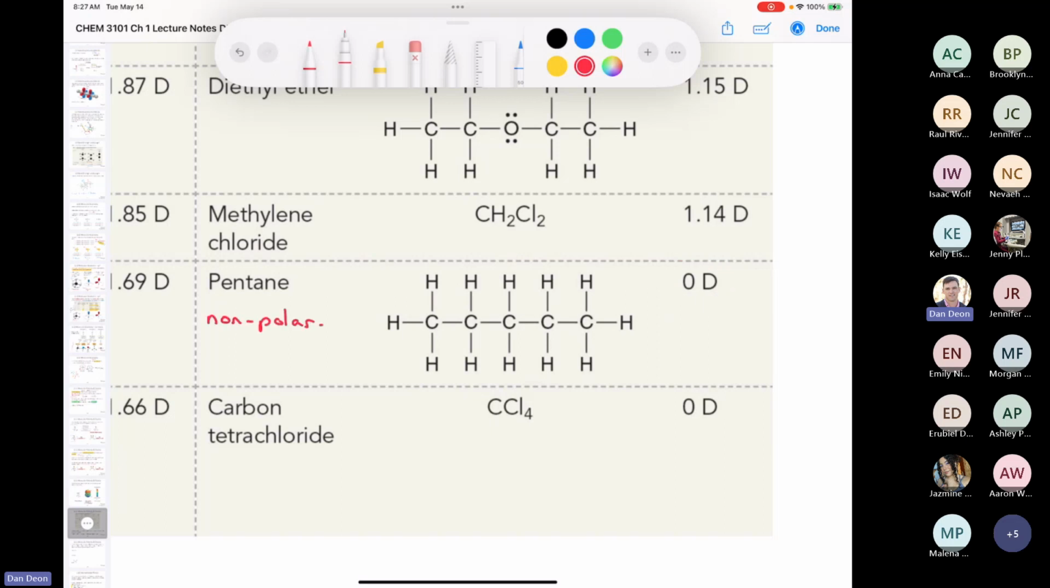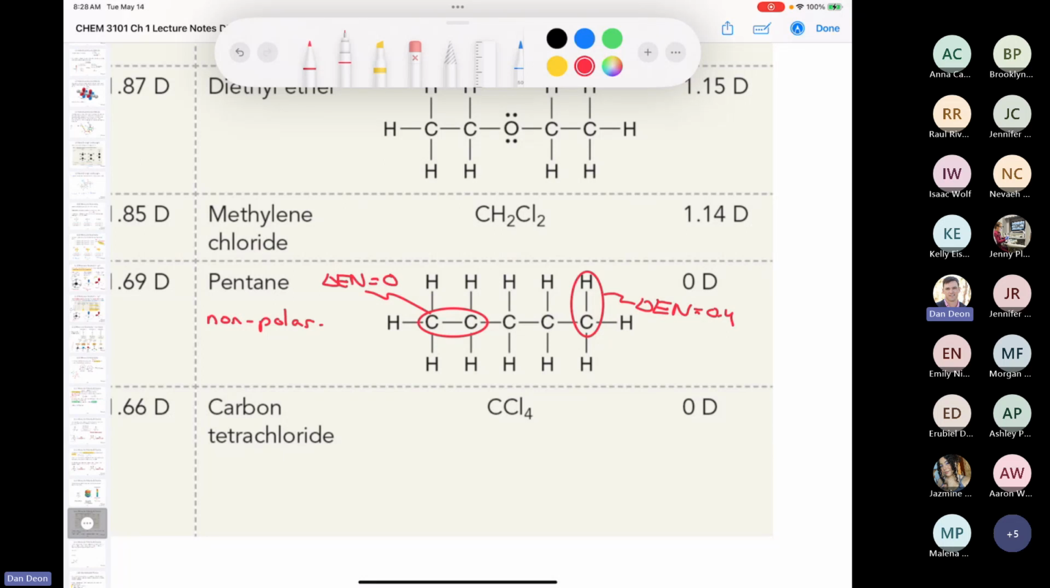Completely nonpolar, 0 debye. Now, why would that be? It's made of what 2 atoms? Carbon and hydrogen. The difference in electronegativity between carbon and carbon is what? 0, right? The delta EN between these is 0. And the difference in electronegativity between carbon and hydrogen is delta EN equal to 0.4. So there are no polar bonds in pentane. None.